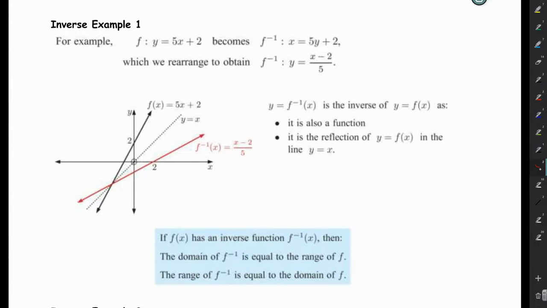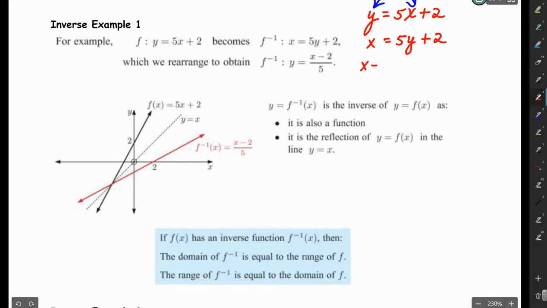Right, we have our first example here. We have this function y equals 5x plus 2. If we want to find the inverse, we're going to just switch the x and the y. So you're going to switch these two values. So we're going to have x equals 5y plus 2. Now we solve for y. So subtract 2 from both sides, and divide both sides by 5.